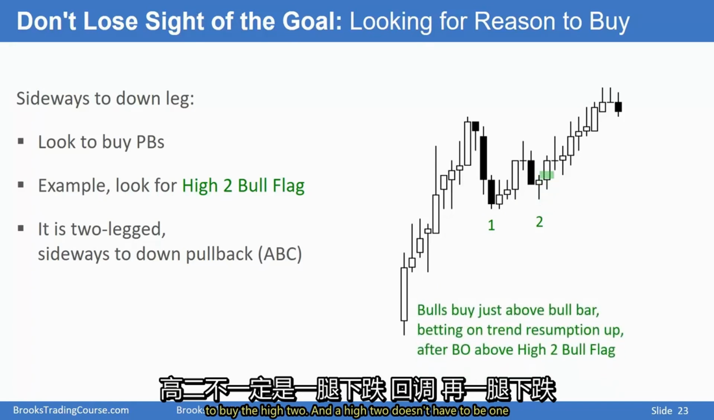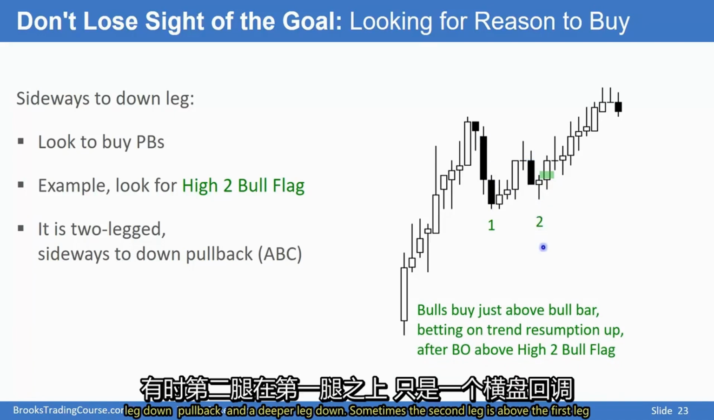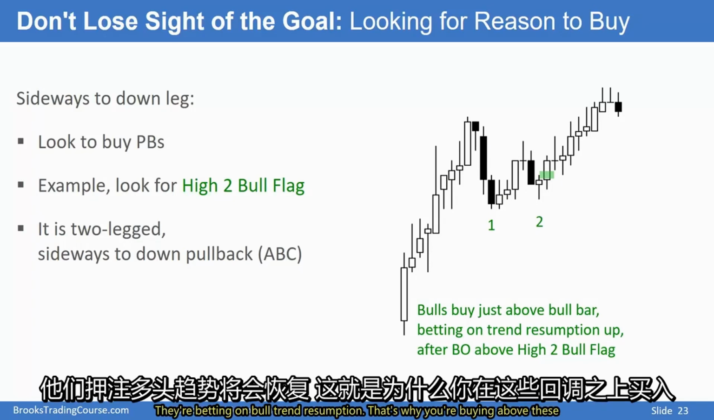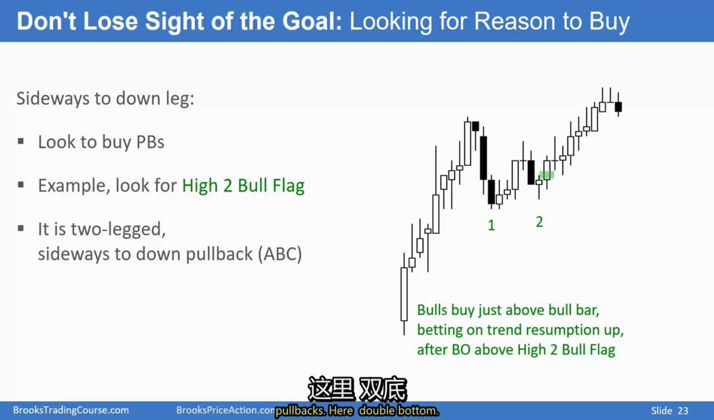And a high 2 doesn't have to be one leg down, pullback, and a deeper leg down. Sometimes the second leg is above the first leg and it's just a sideways pullback. It's still an ABC pullback or a high 2 bull flag. They're betting on bull trend resumption. That's why you're buying above these pullbacks.